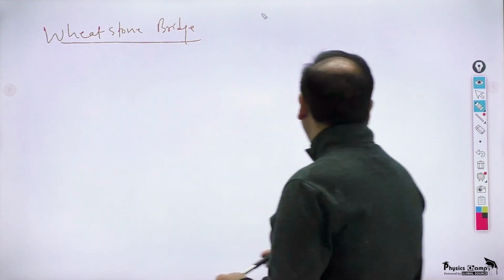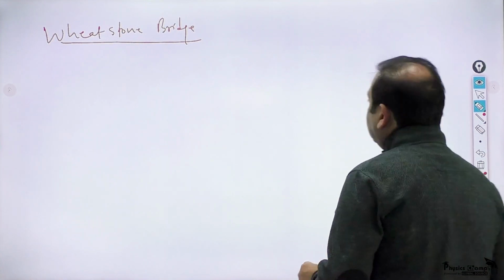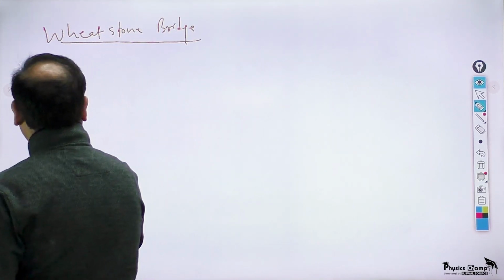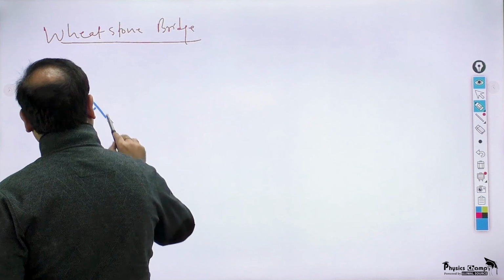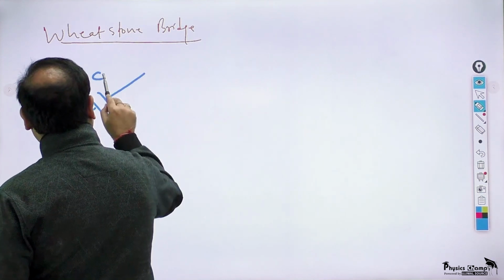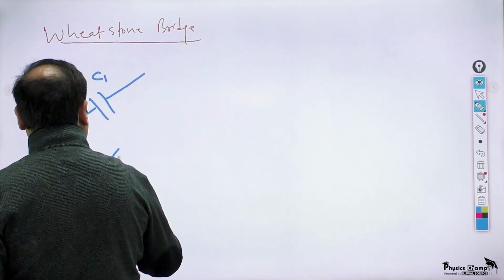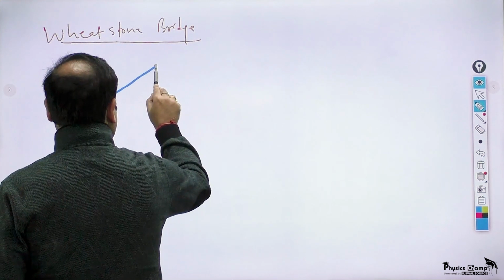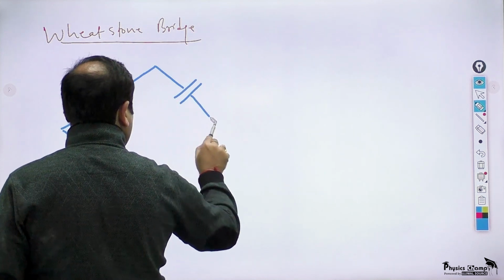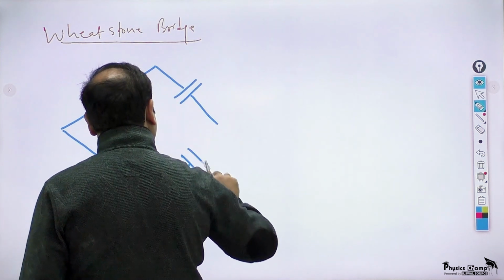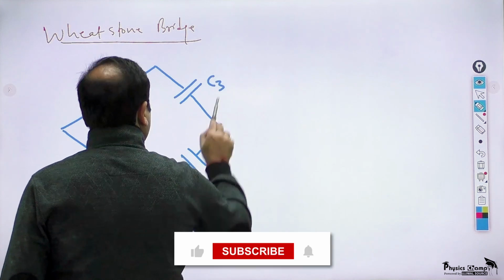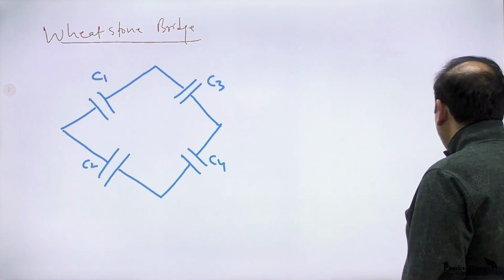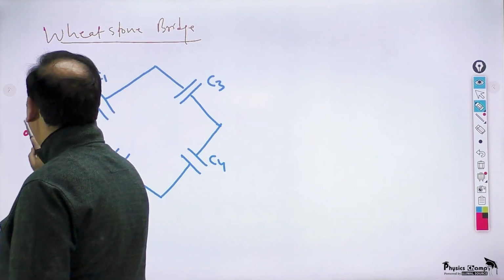Just imagine a combination of capacitors which is provided to you, and it is somewhat like this. You have a capacitor C1 here and a capacitor C2 here. Similarly, you have a capacitor C3 here and a capacitor C4. So just imagine you have got 4 capacitors connected to A and B.